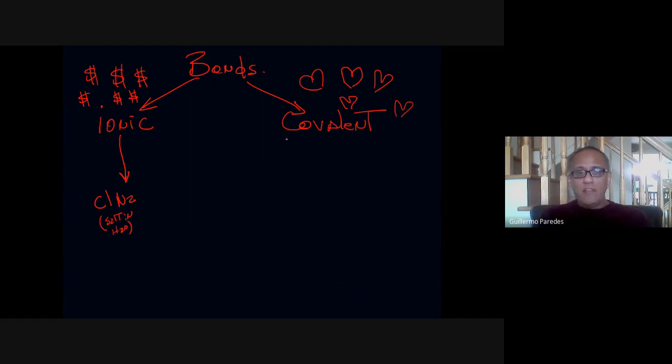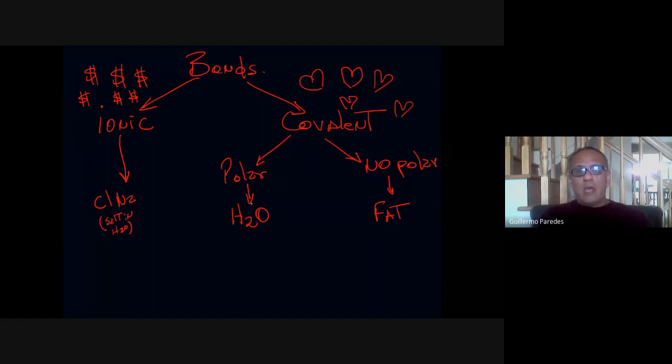The covalent bonds are divided into polar and no polar. For the polar, the best example is water. For the no polar, the best example is fat. Please pay attention. What is water? Water is a polar molecule. Yes, it's correct. You can say water is covalent polar. In general, water is covalent. If you want to be more specific, you can say covalent polar or just polar. When you say polar alone, it is understood that it is a covalent bond. So water is a covalent polar.